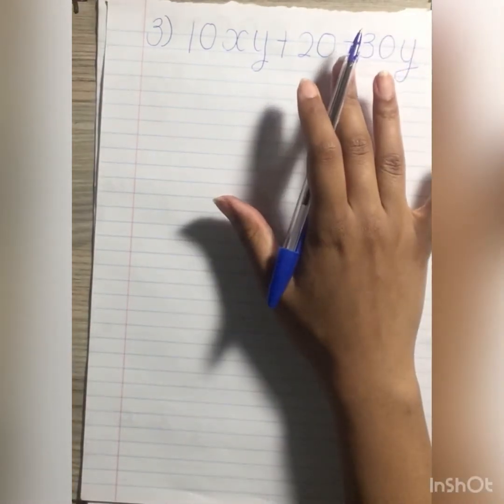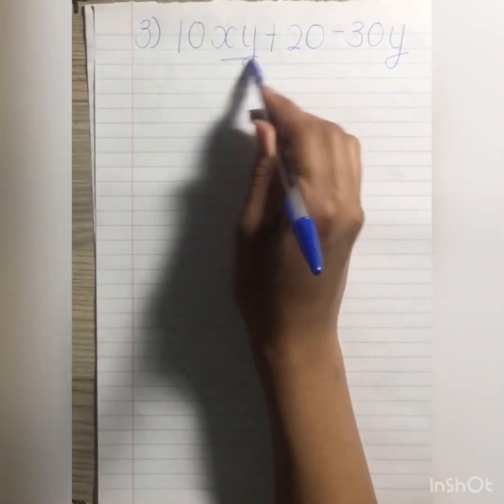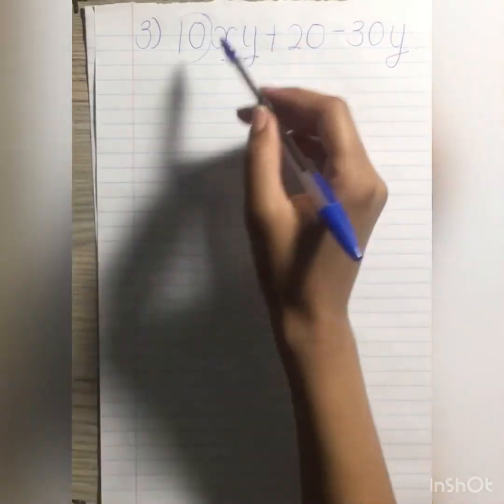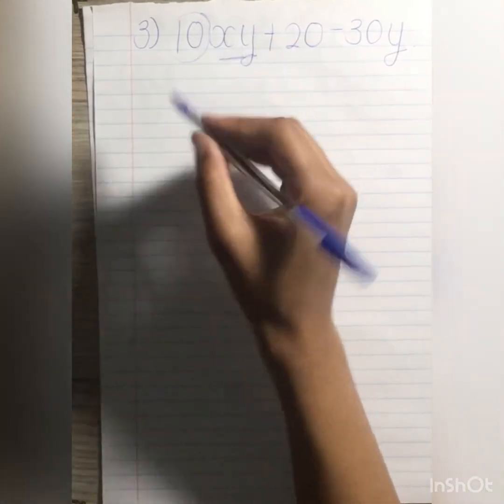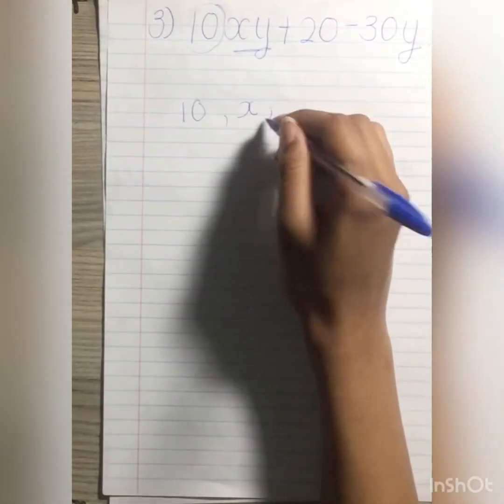And then lastly, we look at the expression 10xy plus 20 minus 30y, okay? This is a polynomial, okay? And if we break it down, we get to see that the coefficient of xy is indeed 10, okay? The factors of 10xy are 10, x, and y, okay?